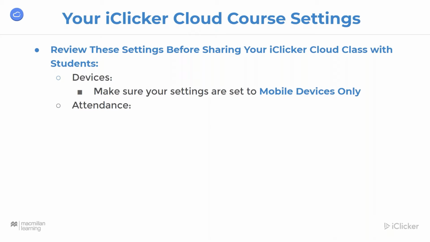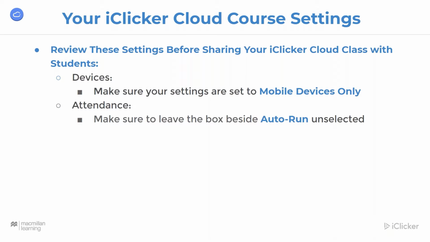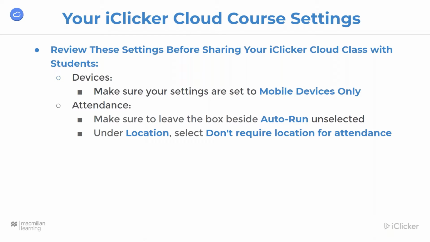In the attendance tab, you want to make sure that you leave the box beside auto run unselected. You just want to make sure that any of your classes, you're simply starting and ending them manually. Under location, you want to make sure that you are not requiring location for attendance because we're everywhere. I'm in Los Angeles, Lindsay is in Austin. I don't know where you are right now, but chances are you're not anywhere where I need to know your location, so make sure that's unchecked.